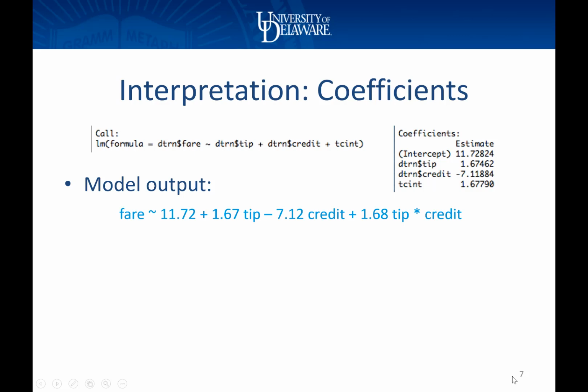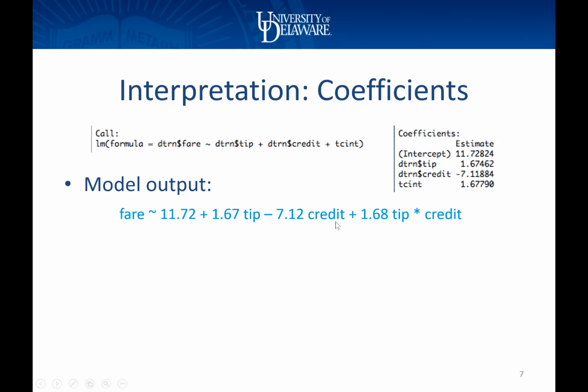Now, when I use those coefficients to write the model predicting fare, this is what I get. But how do I interpret what this means? I have this coefficient in front of tip, a coefficient in front of credit, and then I have this coefficient in front of tip times credit. So I want to give you an example that will show you exactly what's going on in the simplest of cases, as I always like to give a simple example.